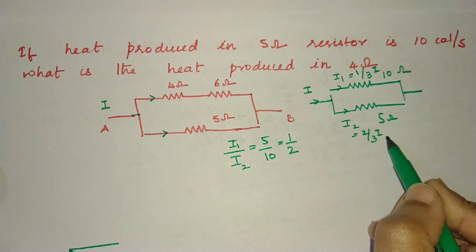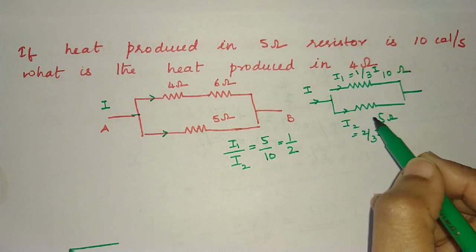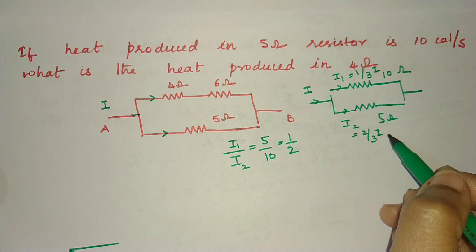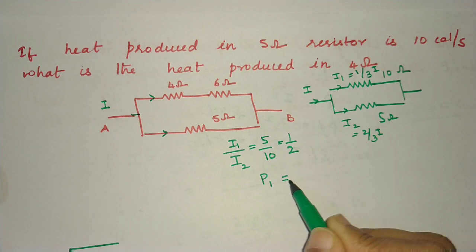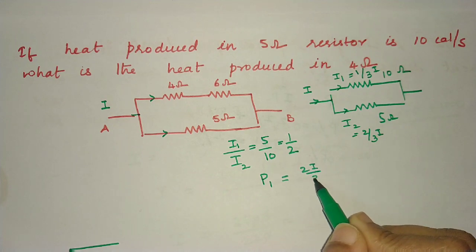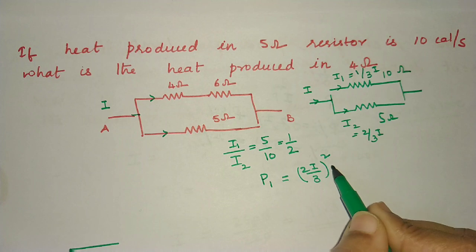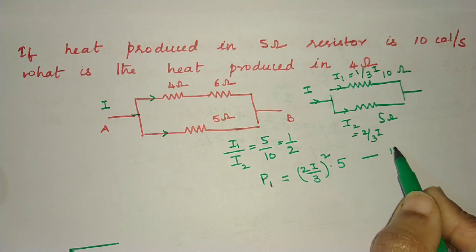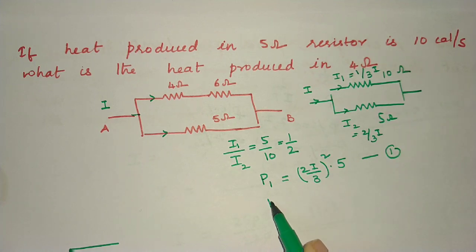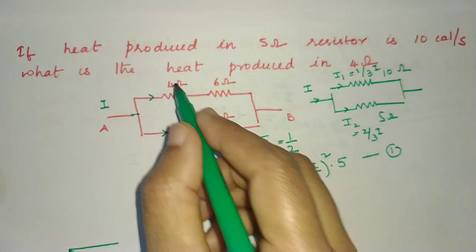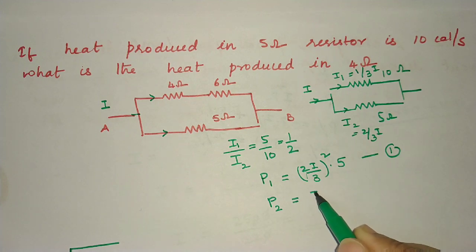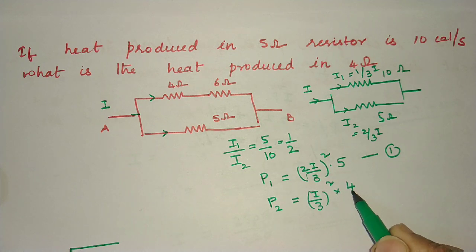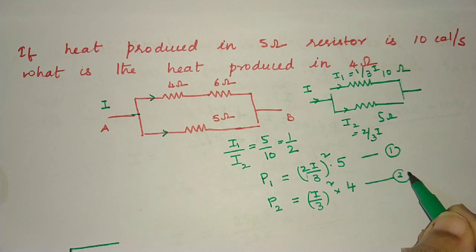Now I can find out what is the power consumed by the 5 ohm resistor since we know the current in this branch. So P1, which is 10 calorie per second, is I square into R, that is 2I by 3 whole square into its resistance. Call this equation 1. Whereas power consumed by the 4 ohm resistor, I'll call it as P2, will be, since it's getting only 1/3 of the current, I by 3 whole square into its resistance, which is 4. Call this as equation 2.